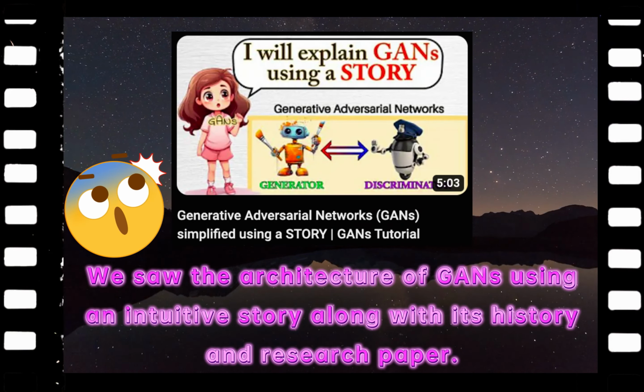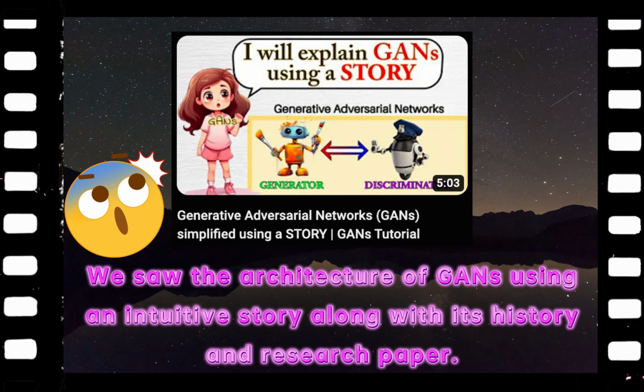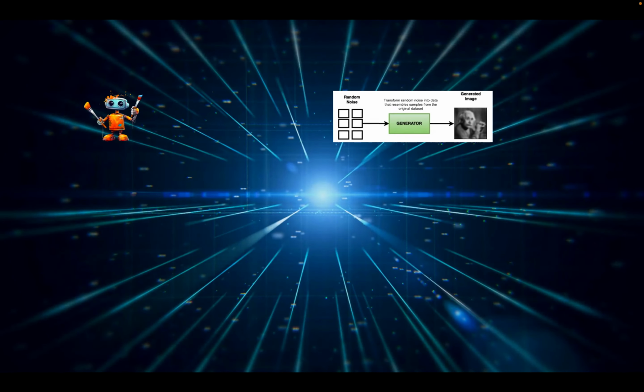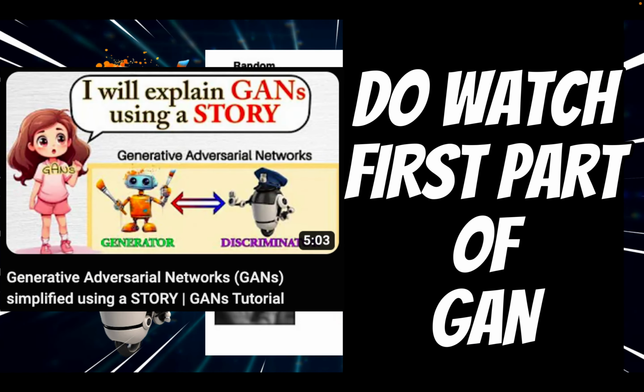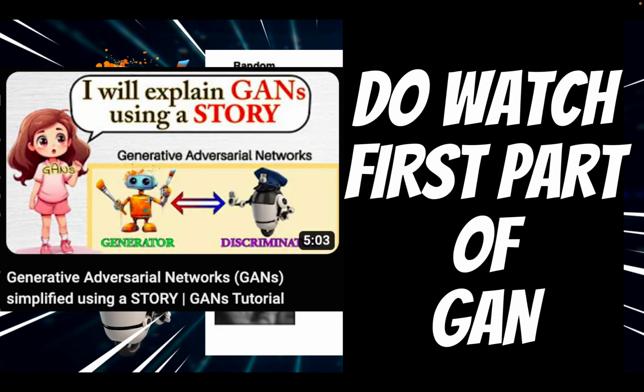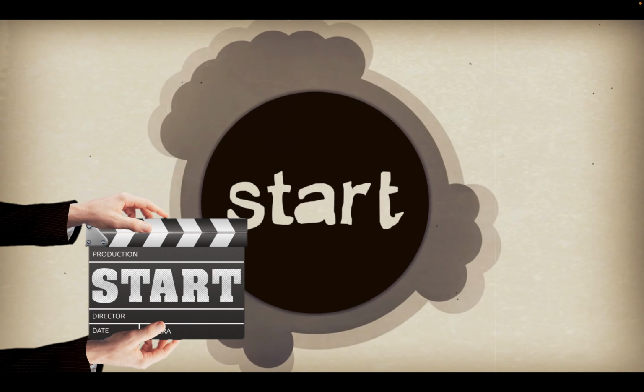In the previous video, we saw architecture of GANs using an intuitive story along with its history and the research paper. We got to know that there are two major components of GAN. One important component is generator and another important component is called as discriminator. I strongly recommend you to spend 5 minutes watching the first video on GANs to understand the concept end to end. Now let's start today's session of training generative adversarial networks.